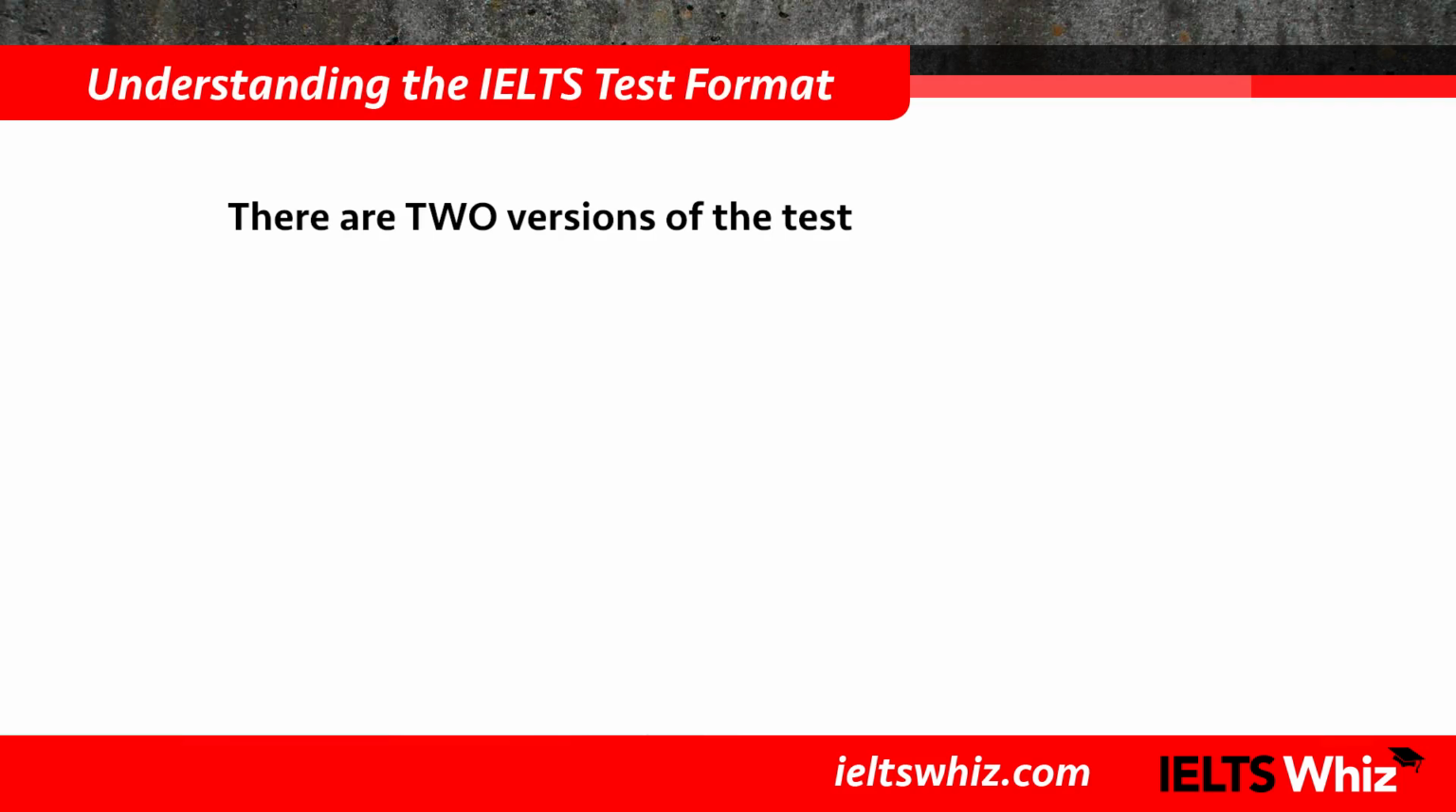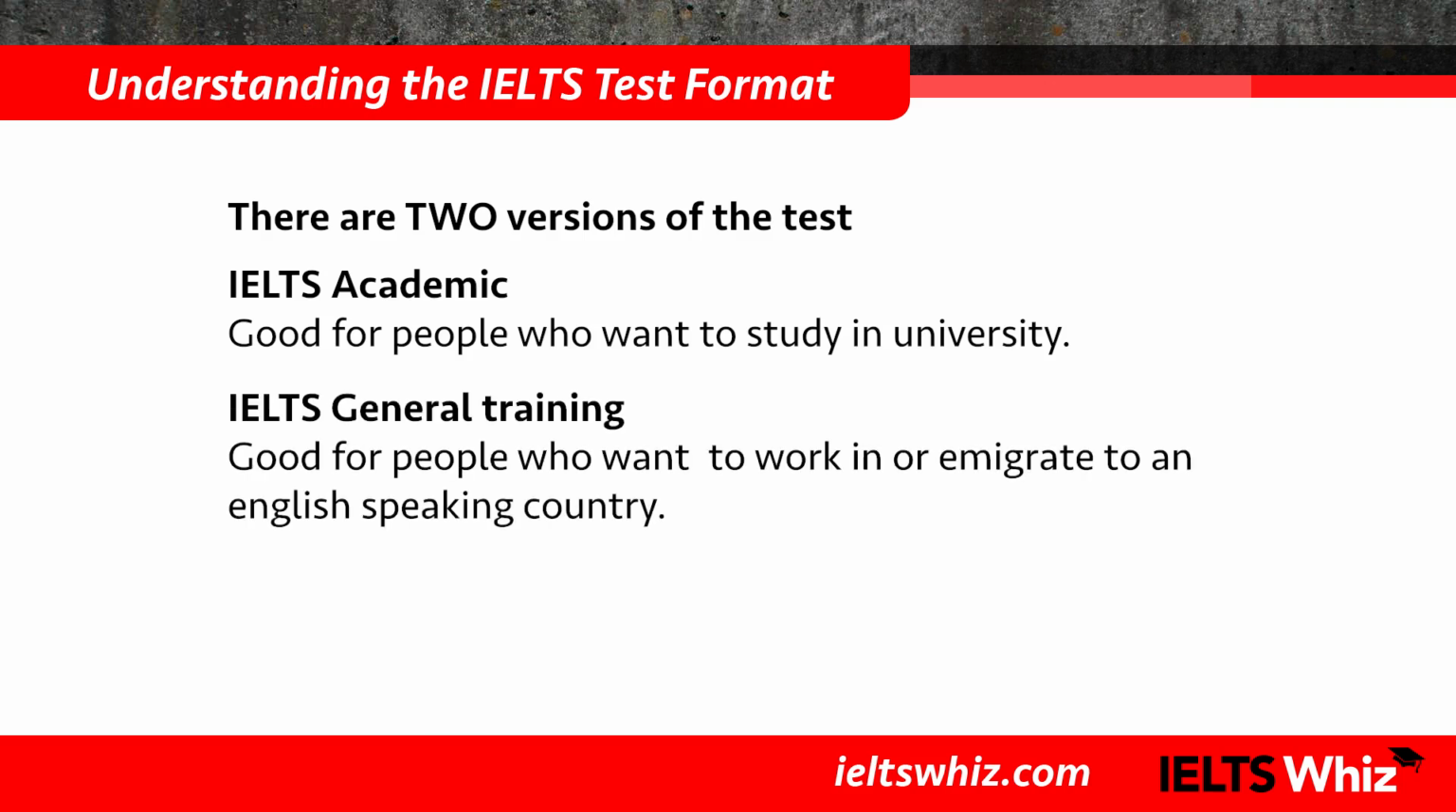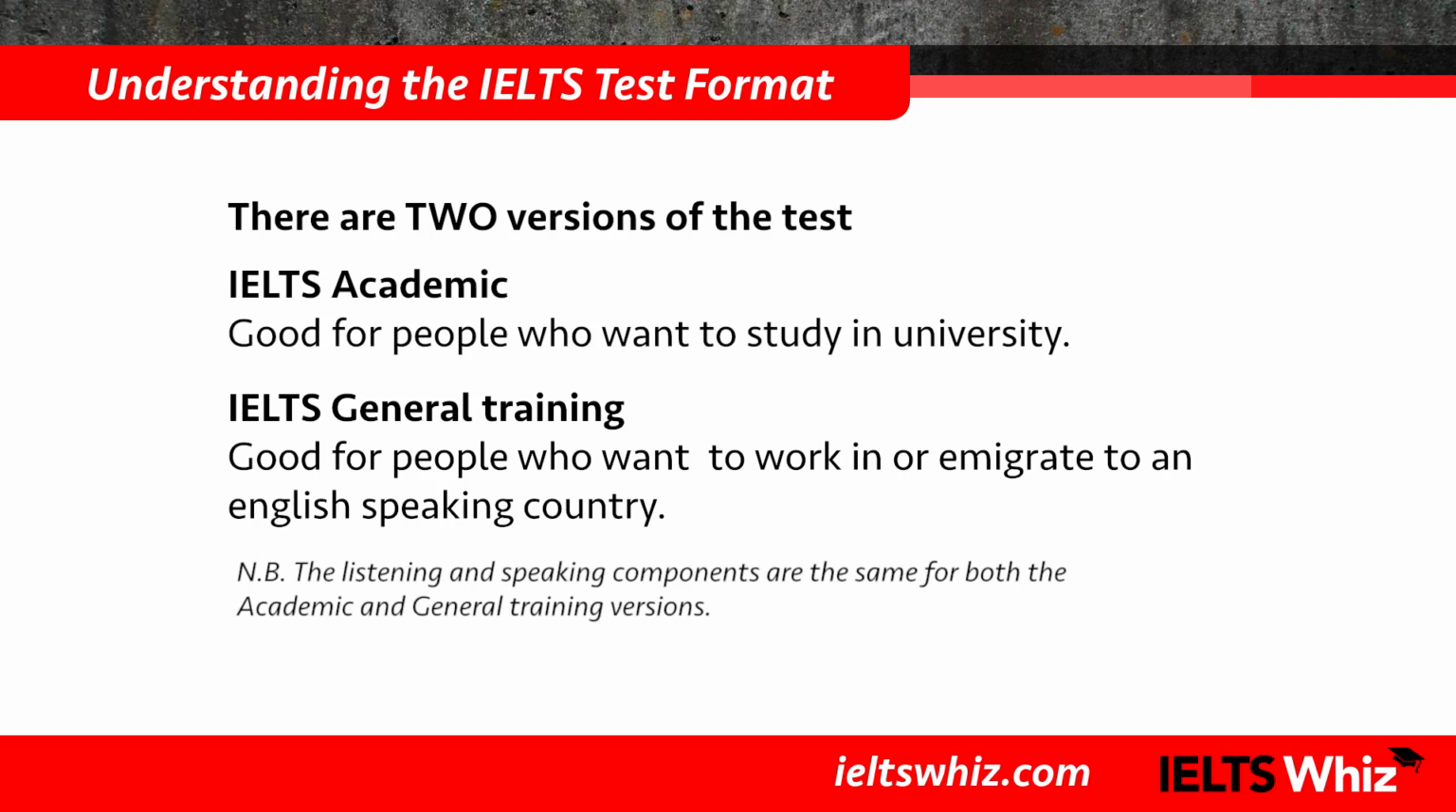There are two versions of the Ielts test. The Ielts Academic test is good for people who want to study in university. The Ielts General Training test is good for people who want to work in or emigrate to an English-speaking country. For both of these tests, the listening and speaking components are the same. It is only the reading and writing components that are different.